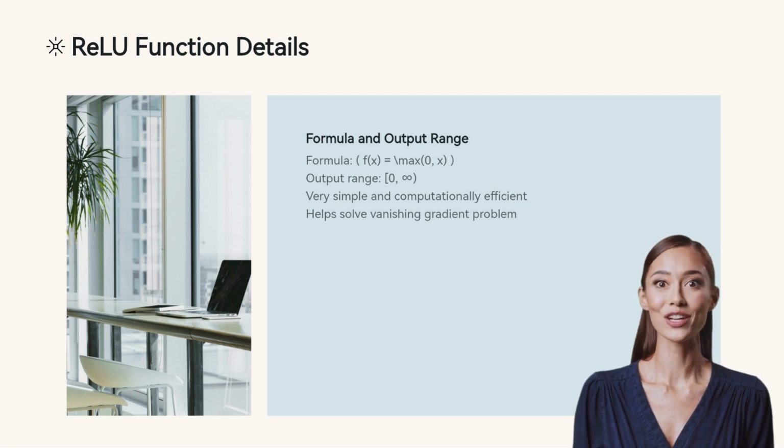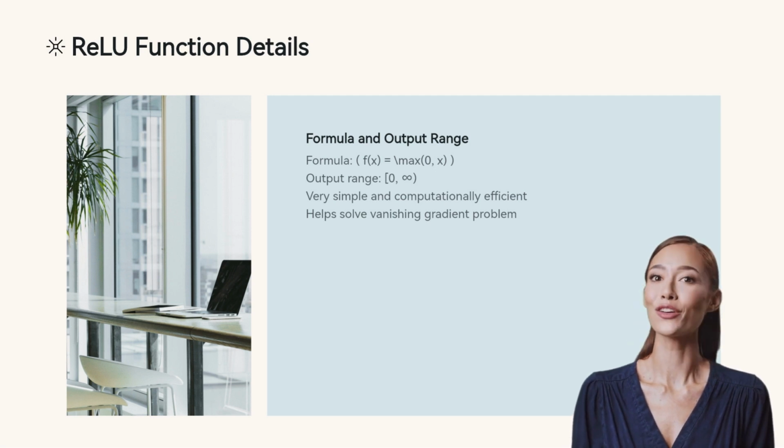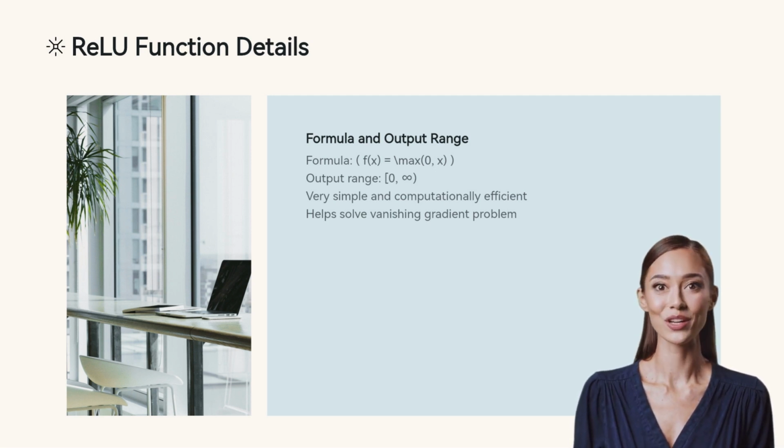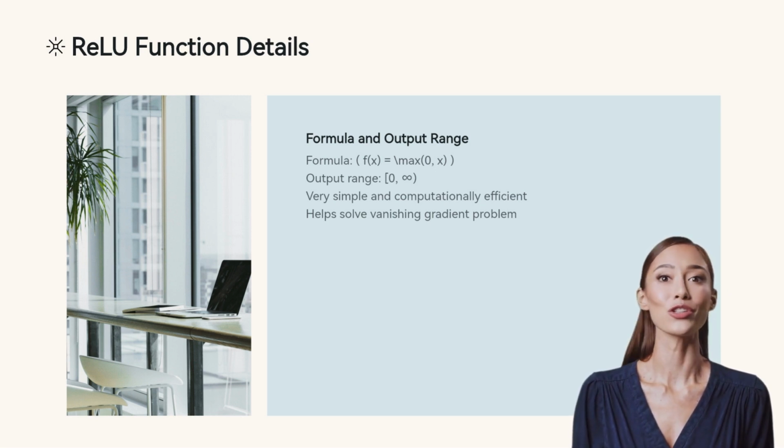One of the major advantages of ReLU over sigmoid and Tanh is that it helps solve the vanishing gradient problem. Unlike sigmoid and Tanh, where gradients become very small for extreme values, ReLU maintains a constant gradient of 1 for positive inputs. This allows networks with ReLU activations to learn much more effectively, especially in deep networks. However, ReLU is not without its challenges, such as the dying ReLU problem, which we will discuss shortly.